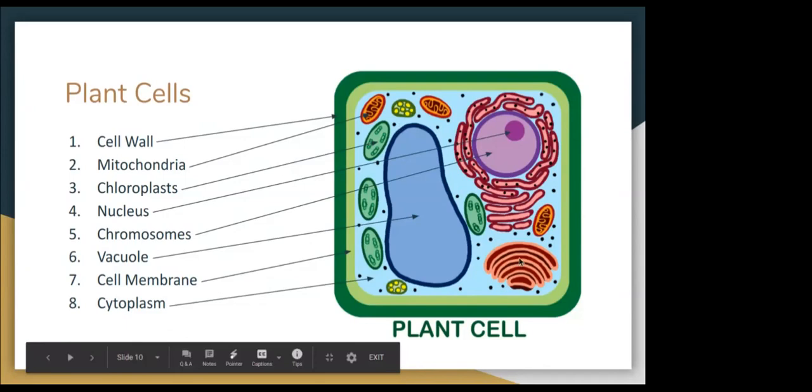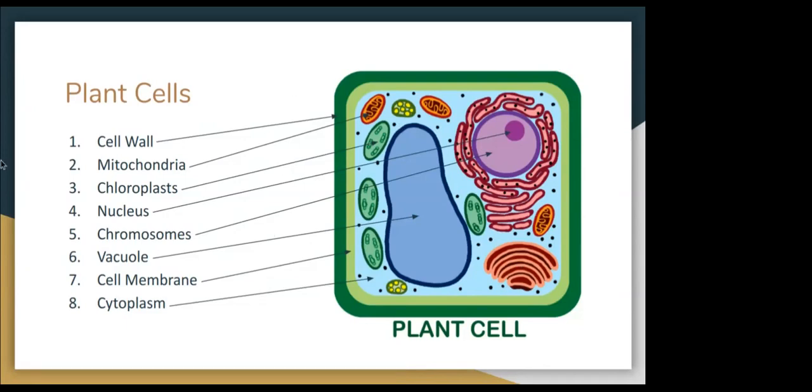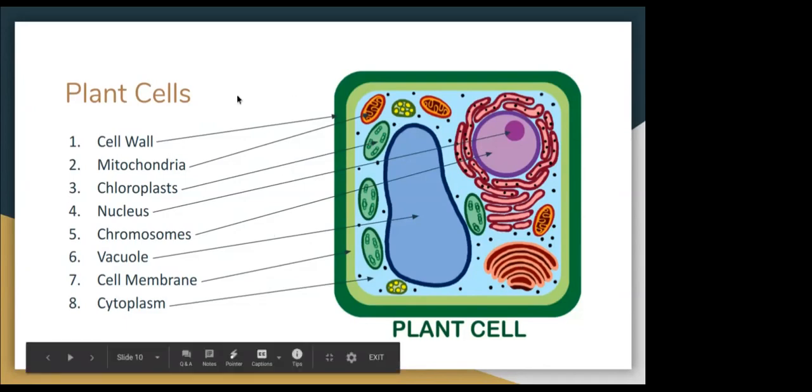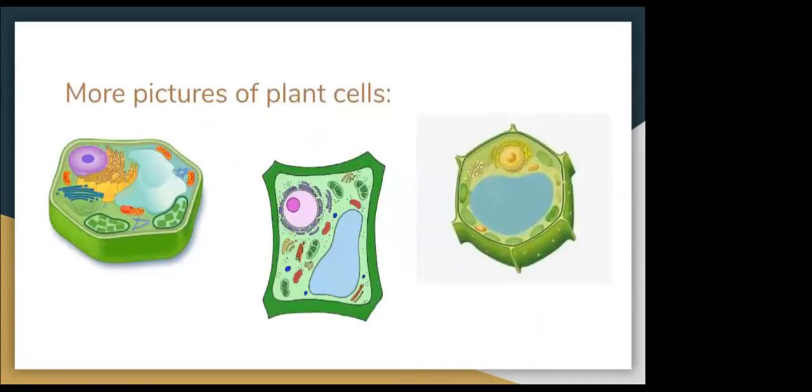Now, as you can see, there are other parts to the plant. We are only going over these 8. These are what we're going to learn today. Here are some more pictures of plant cells. As you can see, all of these cells that have pictures of them have all the parts we talked about.